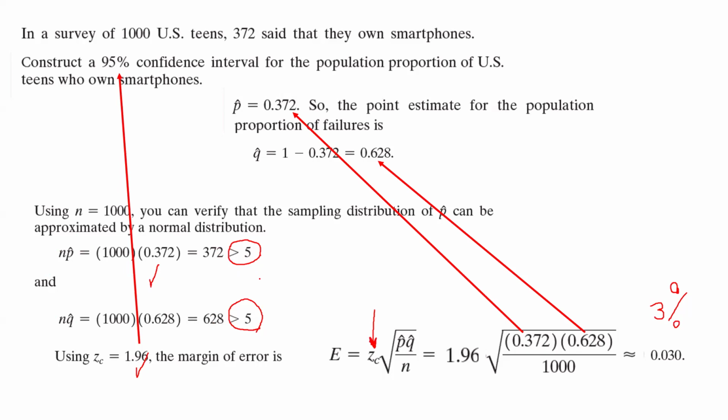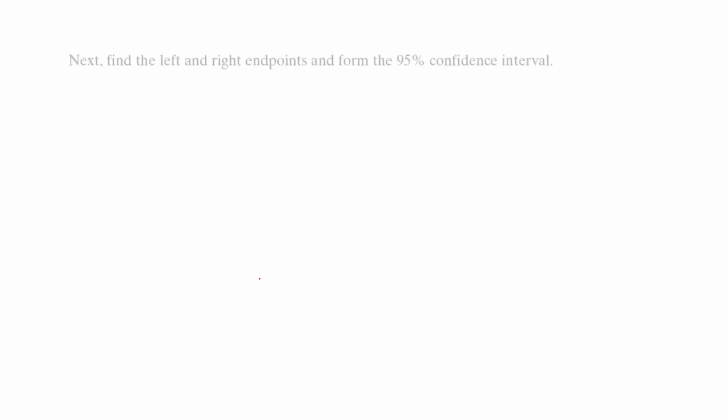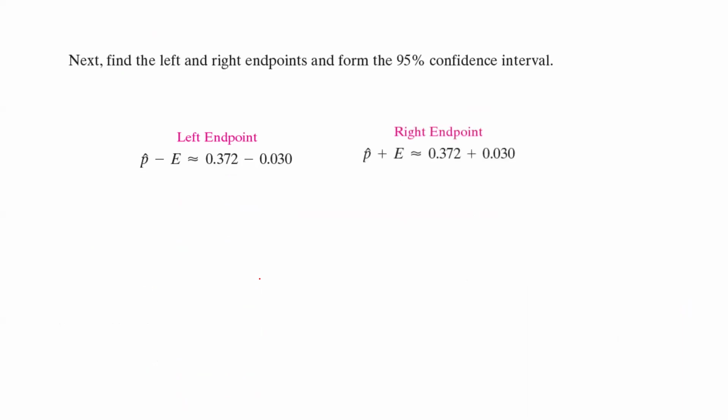So now that you have the margin of error, you can jump into the calculation for your left endpoint and the right endpoint. For the left endpoint, you have p hat minus e. For the right endpoint, you have p hat plus e. The left endpoint, 37.2% minus 3%. Right endpoint, 37.2% plus 3%.